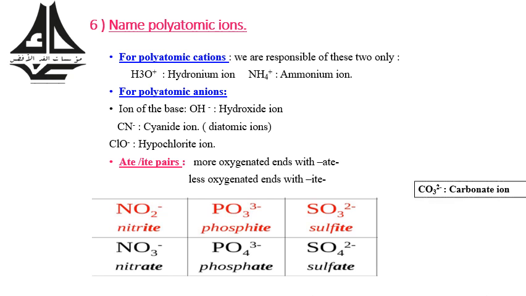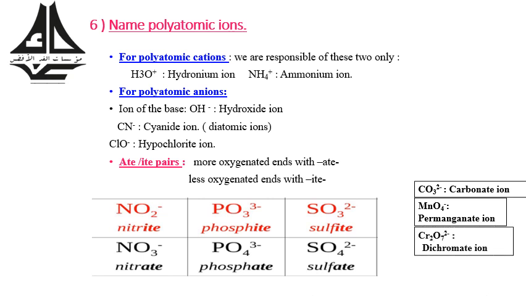We have other important polyatomic anions. All of these are to be memorized. CO3 2 minus is the carbonate ion. MnO4 minus is the permanganate ion. And Cr2O7 2 minus is the dichromate ion.